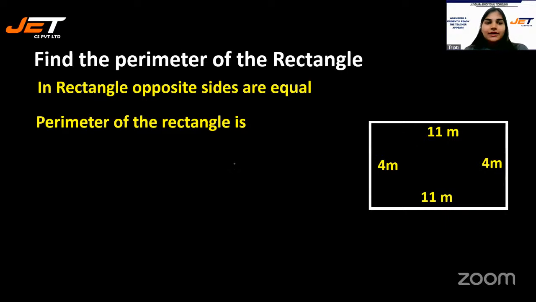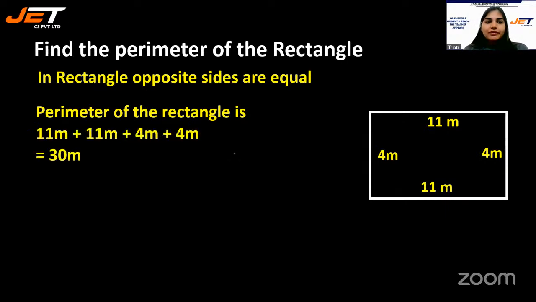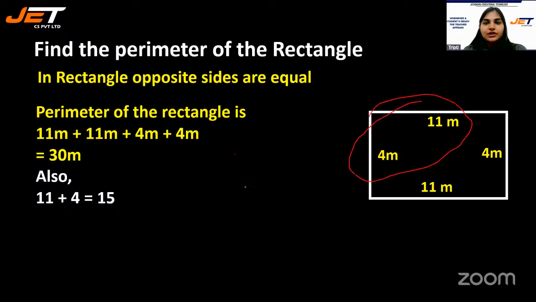So here, 11 plus 11 plus 4 plus 4, which is equal to 30 meters. Also, 11 plus 4 is equal to 15 meters. This one pair is giving me 15 meters. So 2 times 15, two pairs are there, no? So 2 times 15 is 30 meters. 30 meters is the perimeter of this rectangle.